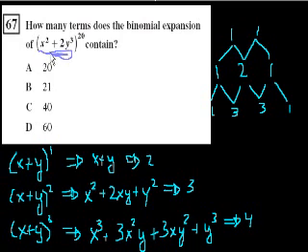Binomial just means a 2-term polynomial. And we're taking it to the 20th power. If we're taking it to the third power, we'd have 4 terms. If we're taking it to the fourth power, we'd have 5 terms. So if we're taking it to the 20th power, we're going to have 21 terms. And that's choice B. Next problem.